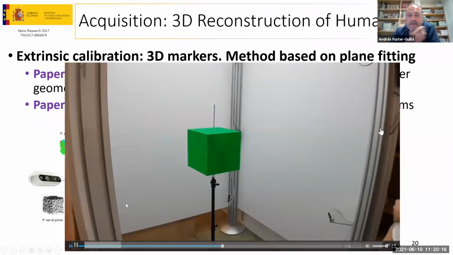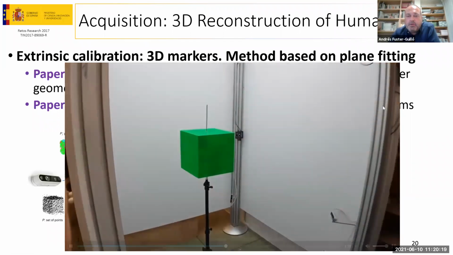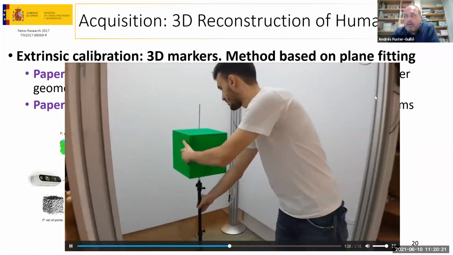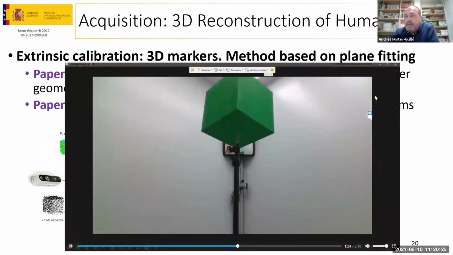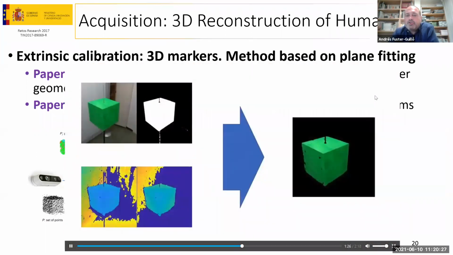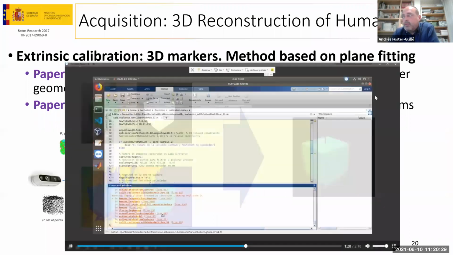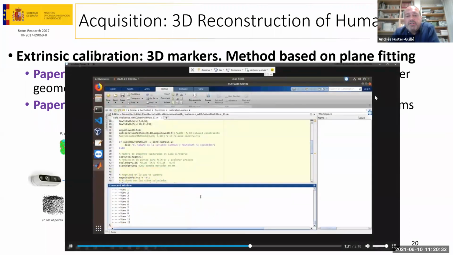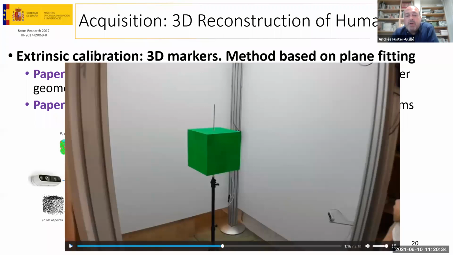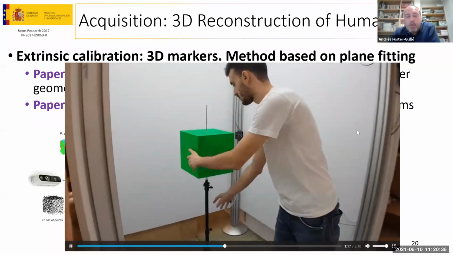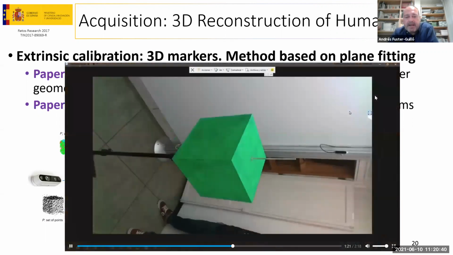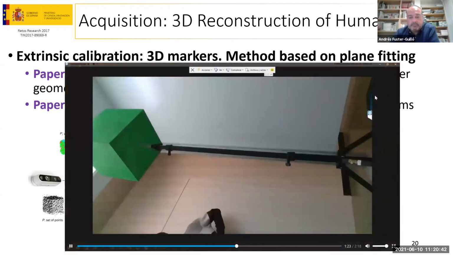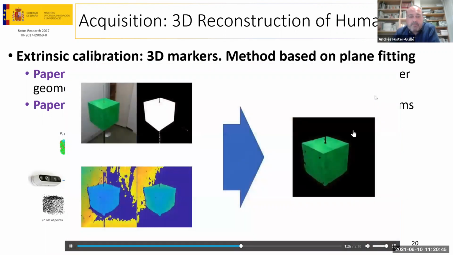Here you can see the acquisition of the cube, that is the 3D marker, in different positions from different cameras. And with these images, we reconstruct the 3D model of the cube. And we use this 3D model for the calculation of the precise, accurate relative positions of the cameras inside the cabin. We get the transformation matrix. This is a key point to get good results.